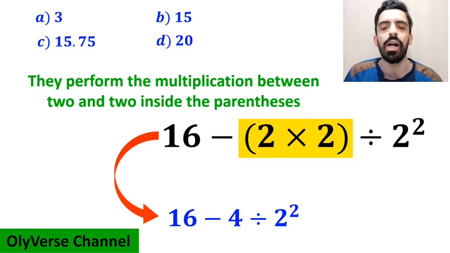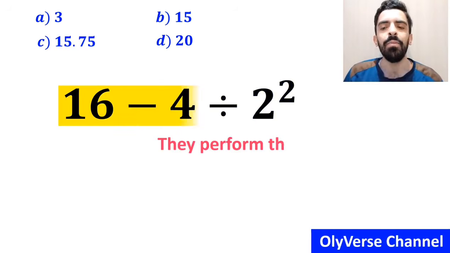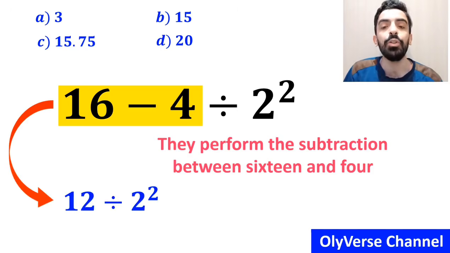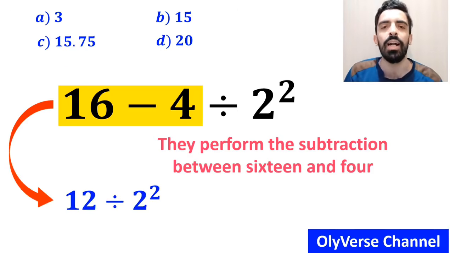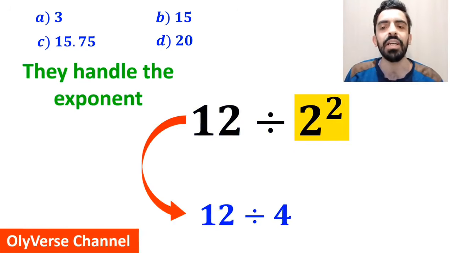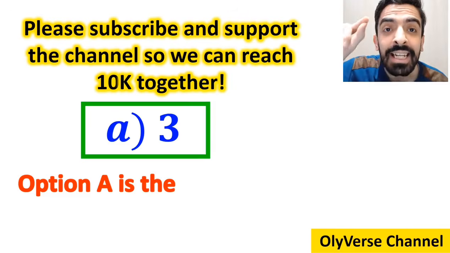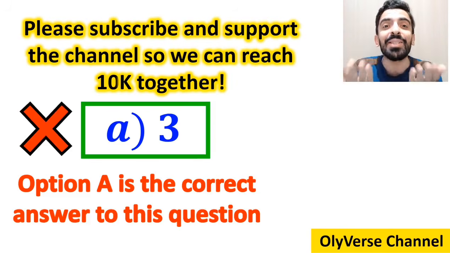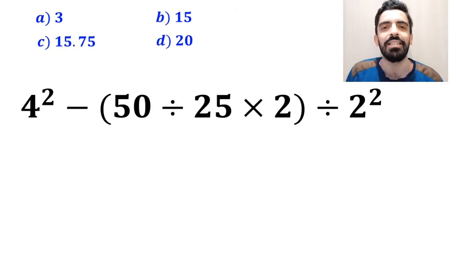Then, they perform the multiplication between 2 and 2 inside the parentheses and write this expression as 16 minus 4 divided by 2 squared. Next, they perform the subtraction between 16 and 4 and simplify this expression to 12 divided by 2 squared. In the final step, they handle the exponent and write this expression as 12 divided by 4, which ultimately gives them the answer 3. And immediately, they conclude that option A is the correct answer to this question. But I have to say, we were tricked and it's not the correct answer to this question.